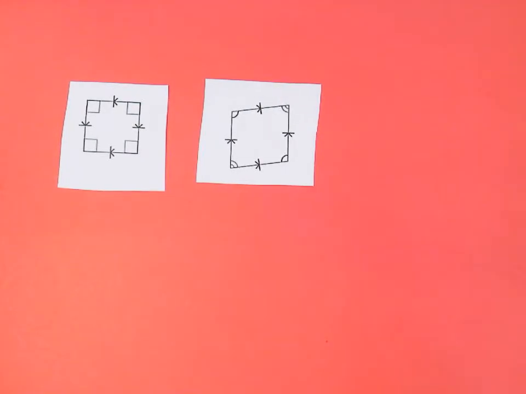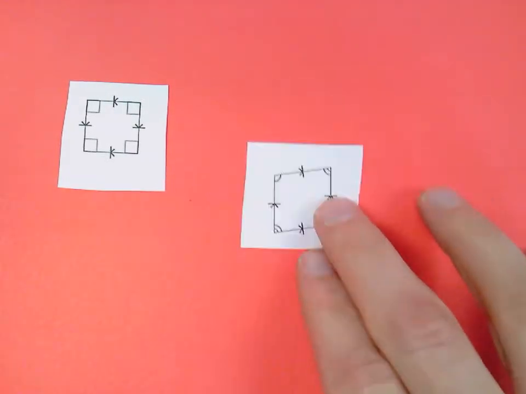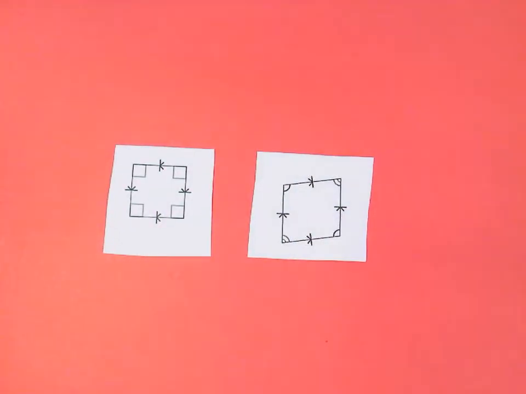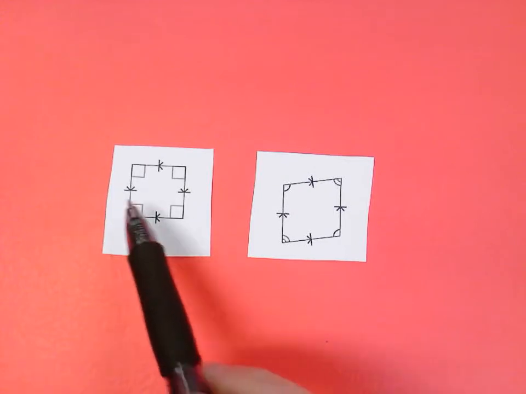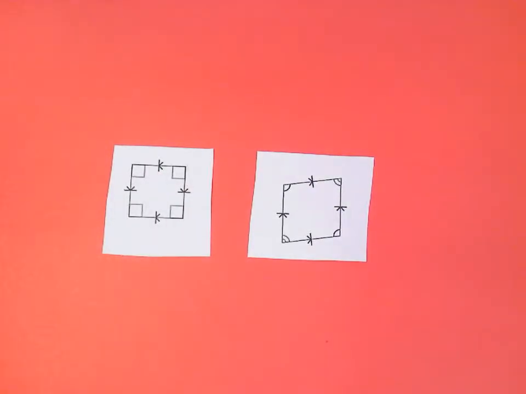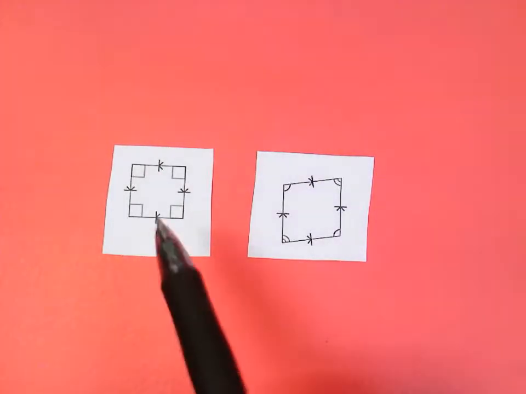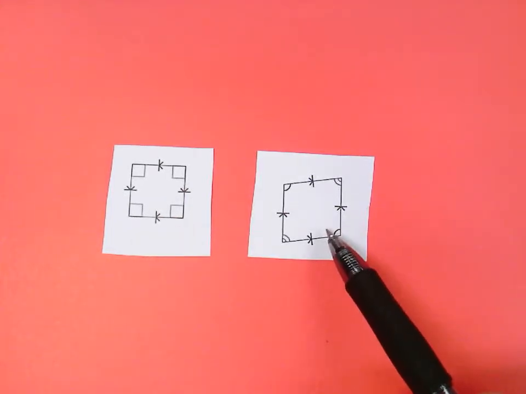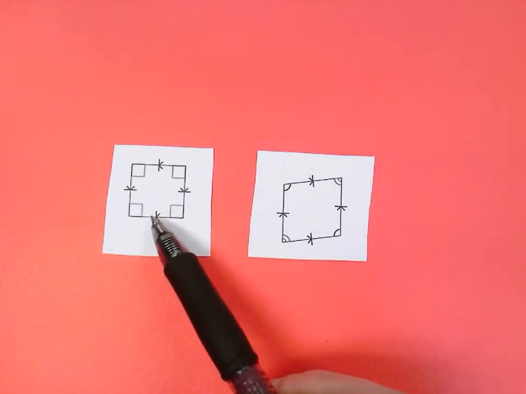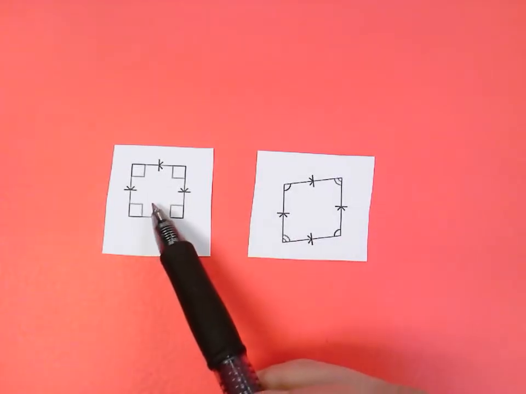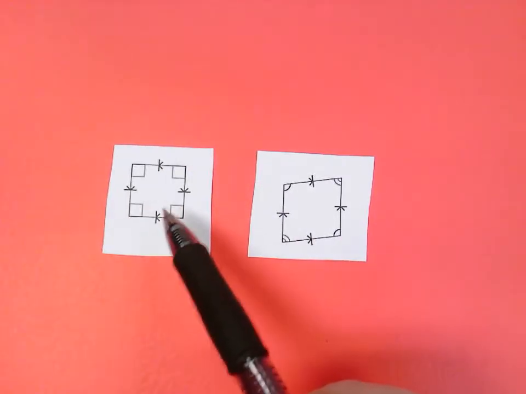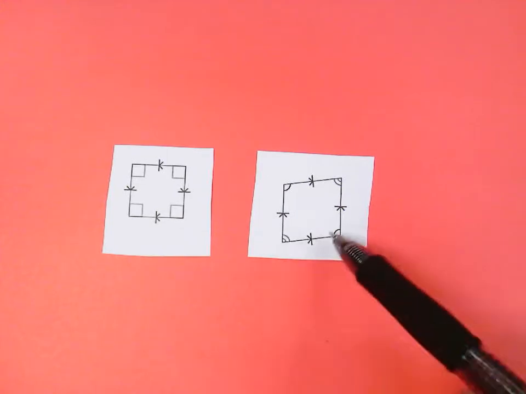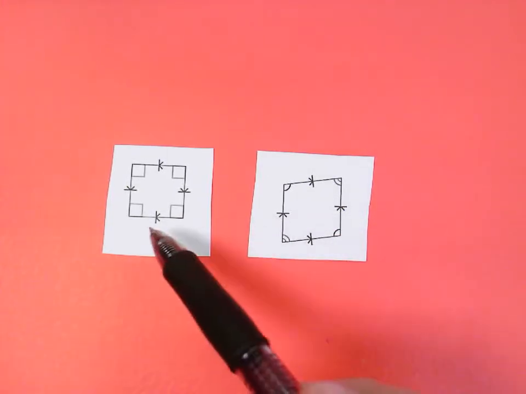Those two shapes there, those two quadrilaterals, are both rhombuses. They are both rhombuses because all four sides are the same length. Now this rhombus is a square, and this here is a rhombus. All squares are rhombuses because all squares have four sides that are the same length, but not all rhombuses are squares.